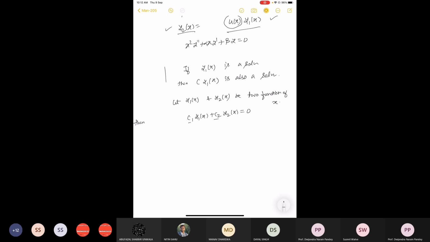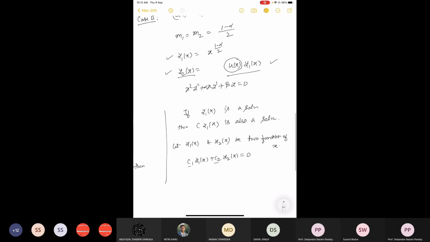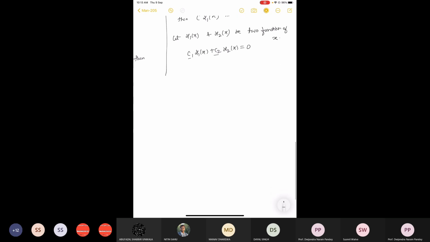So I'm stopping here. Assuming that y2(x) is equal to u(x) y1(x), you can put it back into this equation and find the value of u(x), and in that way you can find the second solution. But in this case, we have another method to find the second solution. For example, we have this equation x square y double dash(x) plus alpha x y dash(x) plus beta y(x) equal to 0, which I am writing as L of y equal to 0.